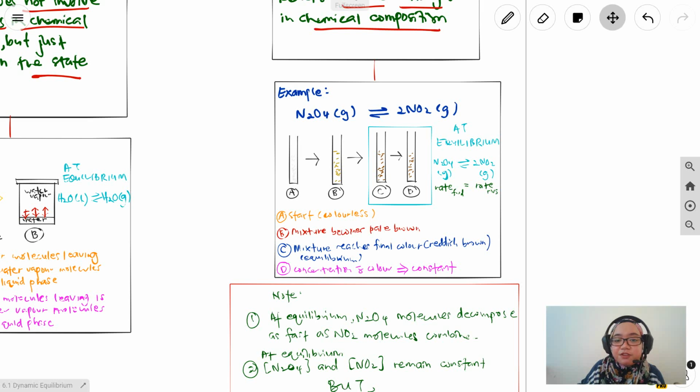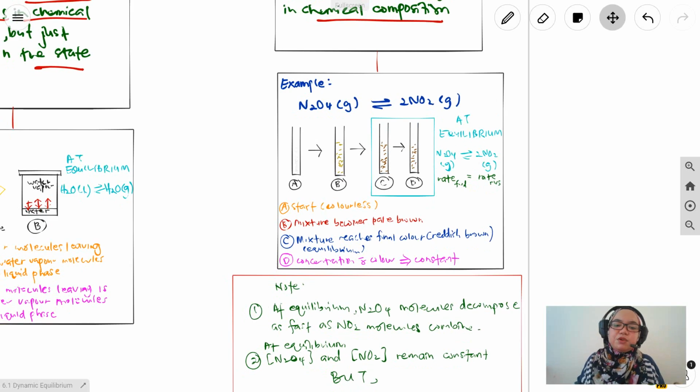the color of the mixture has achieved the equilibrium, where the rate of the formation of N2O4 to form NO2 gas is equal to the rate of NO2 gas forming N2O4 gas. So now the concentration and the color of the mixture remain constant. So at C and D, we can say that the reaction has achieved the dynamic equilibrium, okay, where the rate of forward reaction is equal to the rate of reverse reaction.